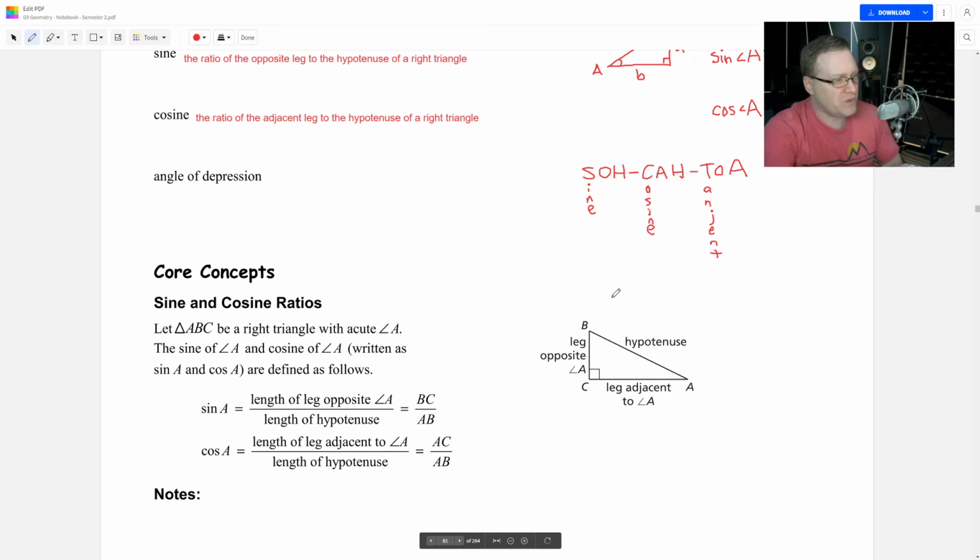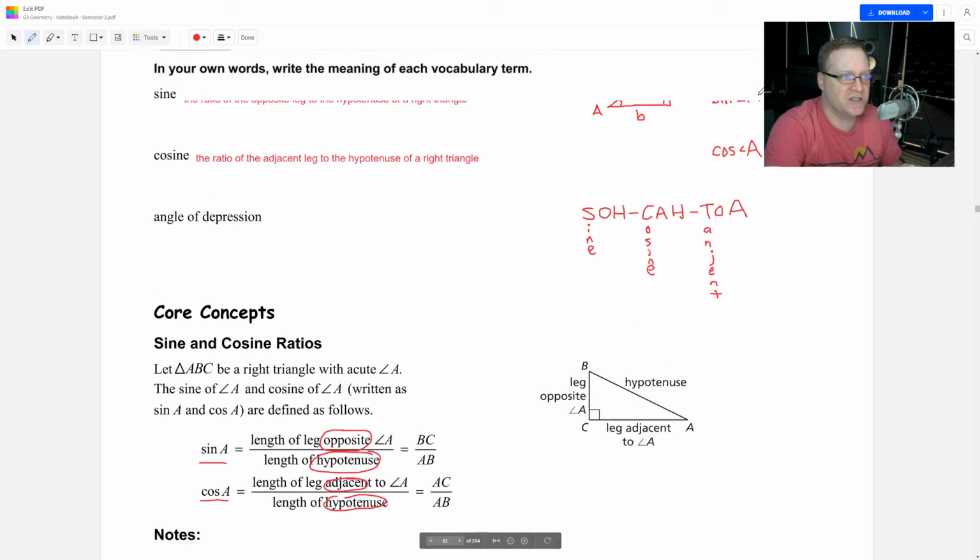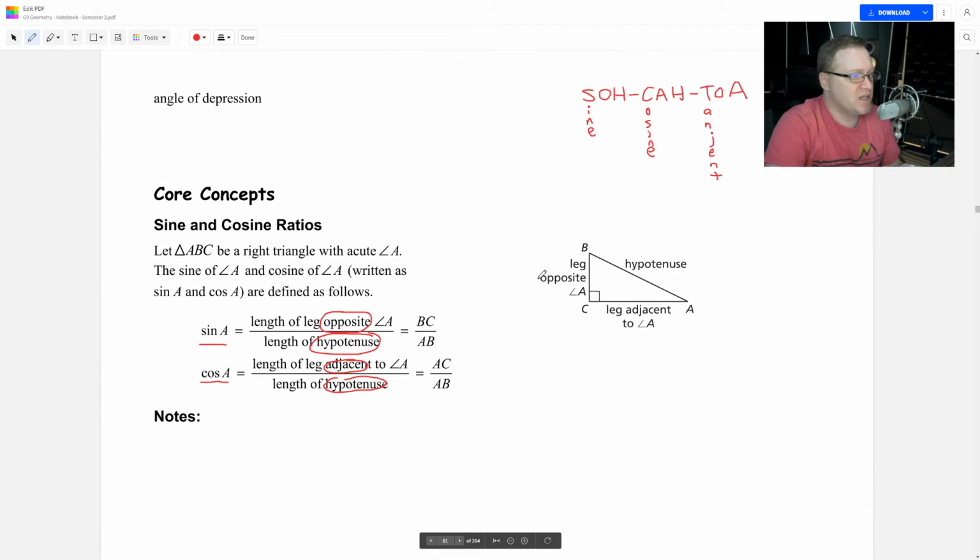Okay? So this picture down here is just telling us that same thing. So the sine is the length of the leg opposite over the hypotenuse, all right? The opposite over the hypotenuse. So, S-O-H. And then the cosine is the adjacent over the hypotenuse. So that's C-A-H. And then we also know tangent is the opposite over adjacent leg.